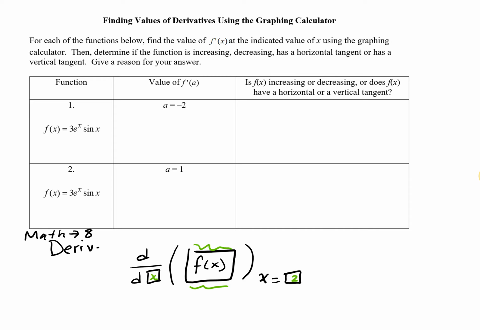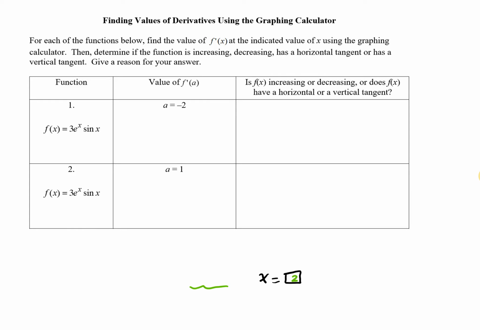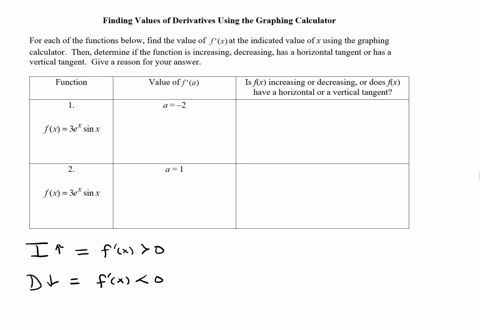Okay, so let's go ahead and get rid of this stuff here, and let's talk about what it means for the function to be increasing. If the function is increasing, remember, it means that f prime of x is greater than 0. All right. If the function is decreasing, what does this mean? It means that f prime of x, the derivative, is less than 0. It's negative. So this is the positive case, and this is the negative case.